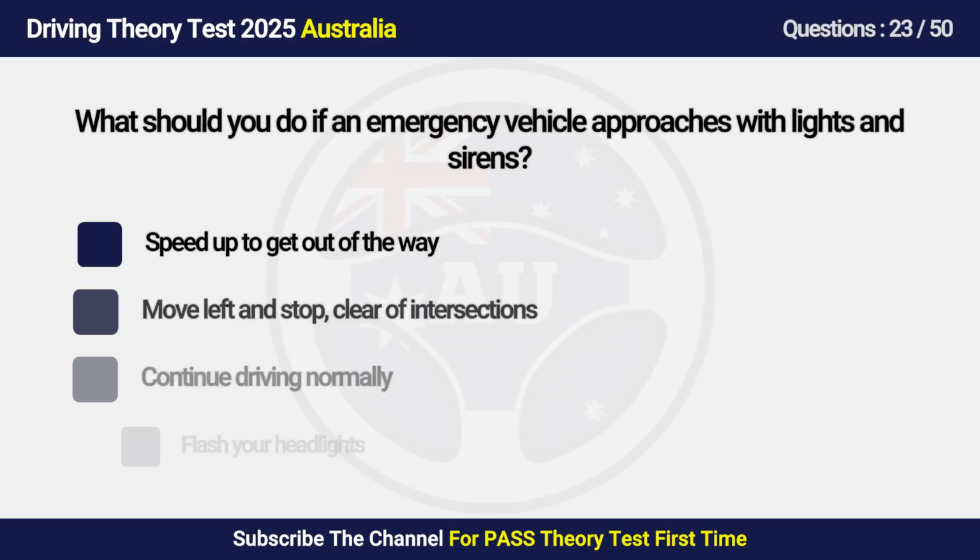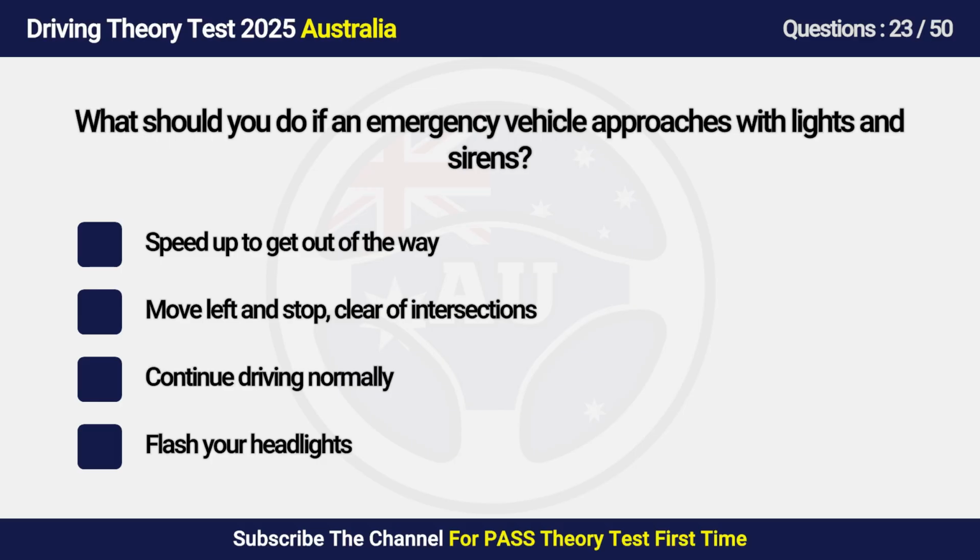Question 23. What should you do if an emergency vehicle approaches with lights and sirens? A. Speed up to get out of the way. B. Move left and stop, clear of intersections. C. Continue driving normally. D. Flash your headlights.